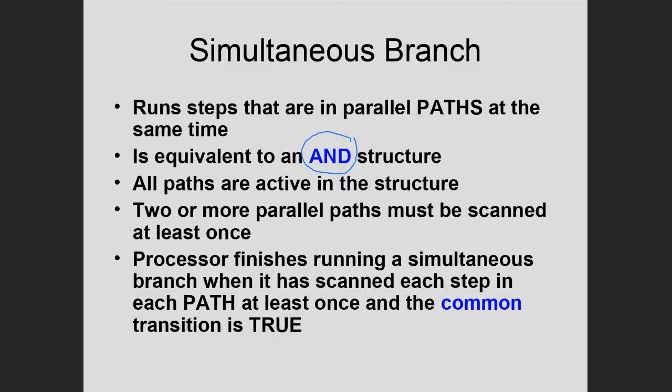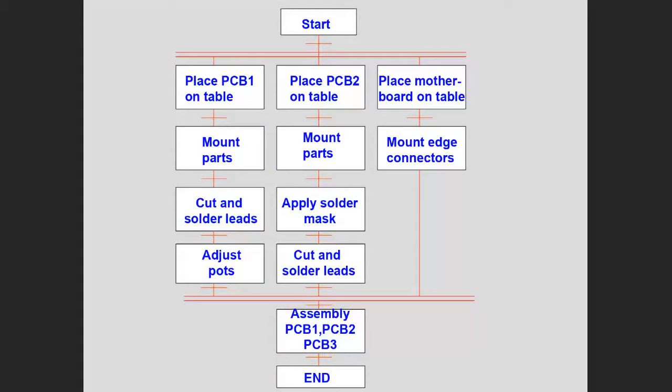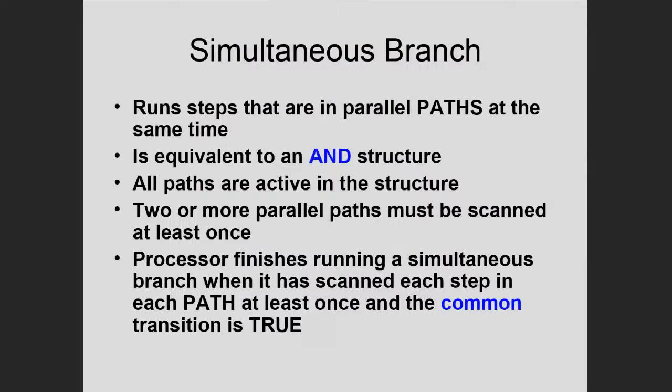And what we mean by that is, let me show you the structure. Here's the structure for it. Every one of these branches has to be true before you can transition out. So let me show you the example problem so this makes a little bit more sense. So here, this is equivalent to AND logic. It says 2 or more parallel paths must be scanned at least once. The important one is the processor finishes running the simultaneous branch when it has scanned each step in each path at least once, and the common transition is true. So they all have to end up being true.